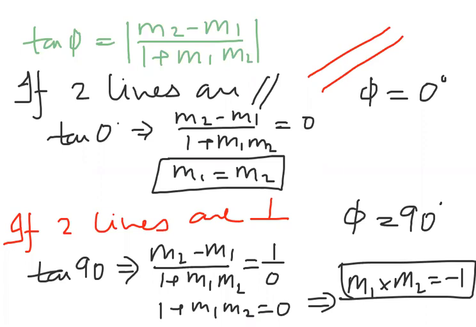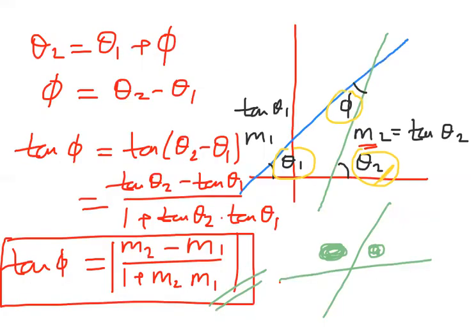These two concepts are very important. You will be using it number of times, as well as this formula is very good. If you want to remember this all, then you must be knowing this particular identity. Angle between two lines is tan phi is equals to M2 minus M1 upon 1 plus M1 M2.